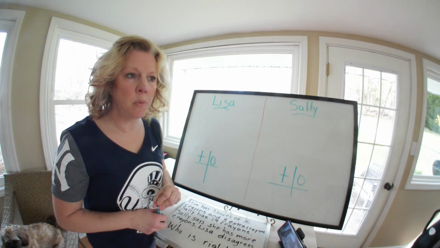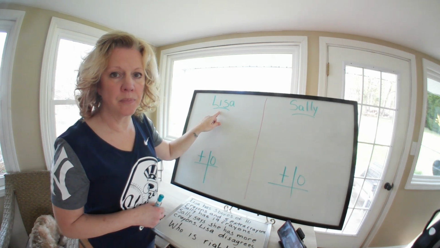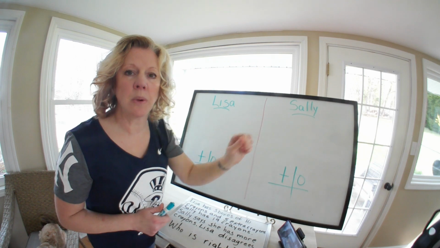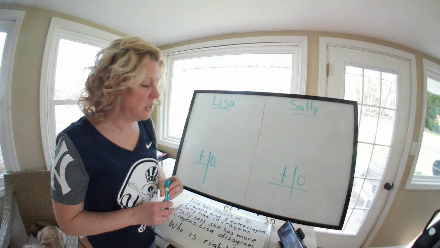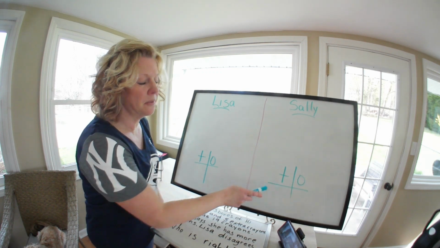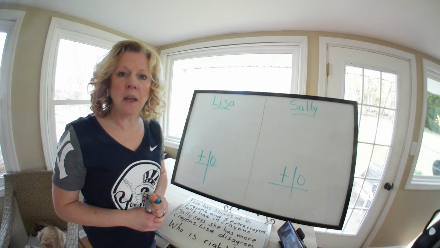And on the top of one, I want you to write the name Lisa. And on the other side, I want you to write the name Sally. And what I also want you to do is make a tens and ones frame on each side. Once you do that, we'll get started.